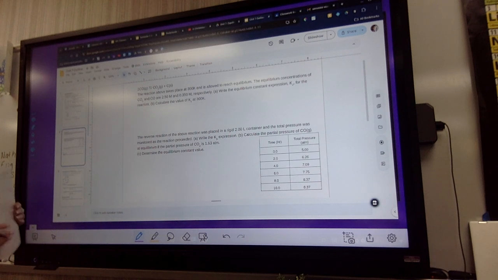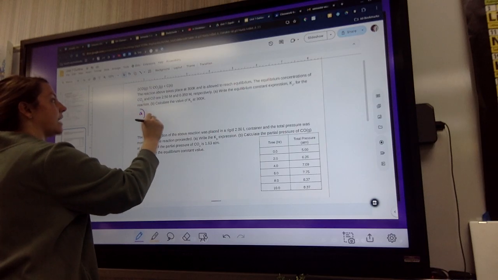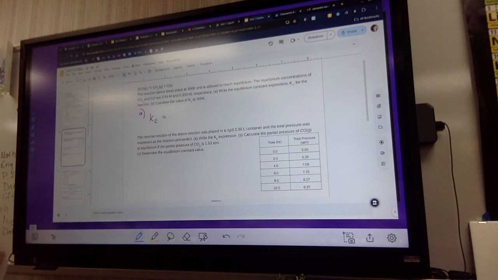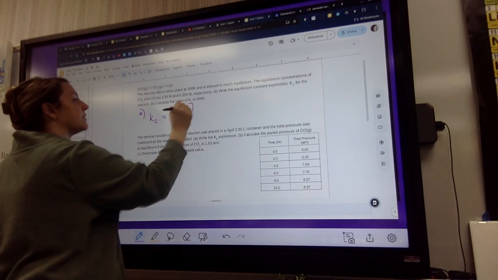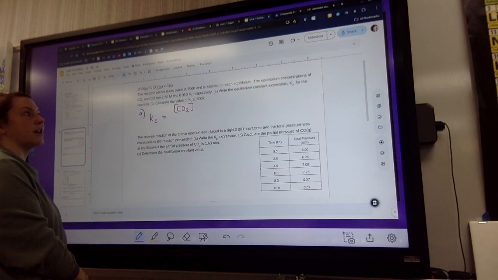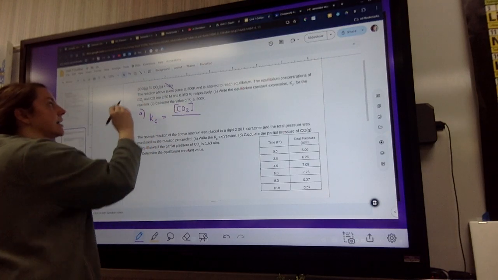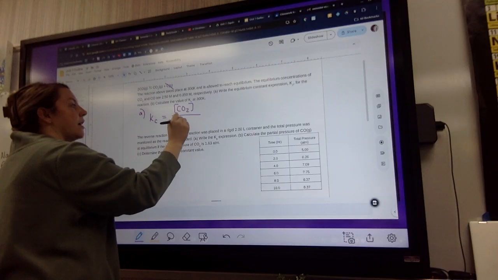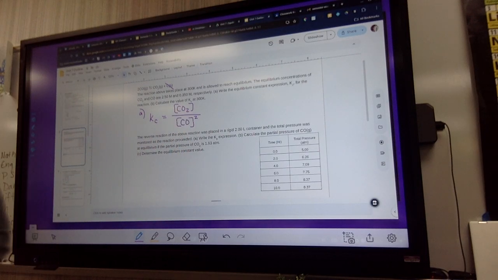So first, for part A, it wants us to write the equilibrium constant expression Kc. So our Kc is equal to, what's our first product? CO2, we're going to put that in brackets. It's raised to the first power. Do we have another product? No, because this is a solid. Divided by reactants. I have one reactant, which is CO, and it's raised to what power? 2. Okay, so that's our equilibrium constant expression, or equilibrium expression, sometimes it's called.